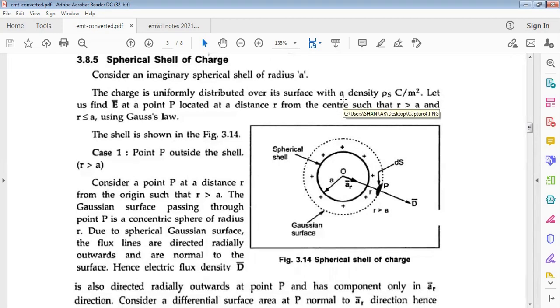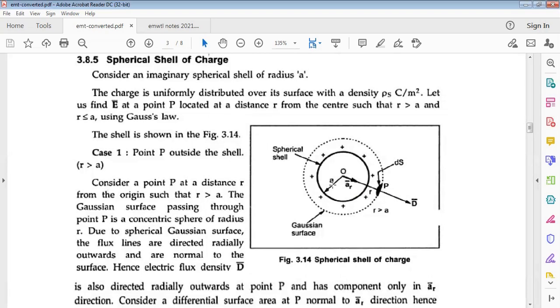Because whenever you take a positive charge, the lines of force are generated from the positive charge, and they terminate at the negative charge, if there is any negative charge. Okay, this is rho_s. Let us find the E bar at a point P. Here the point P is located at a distance r.